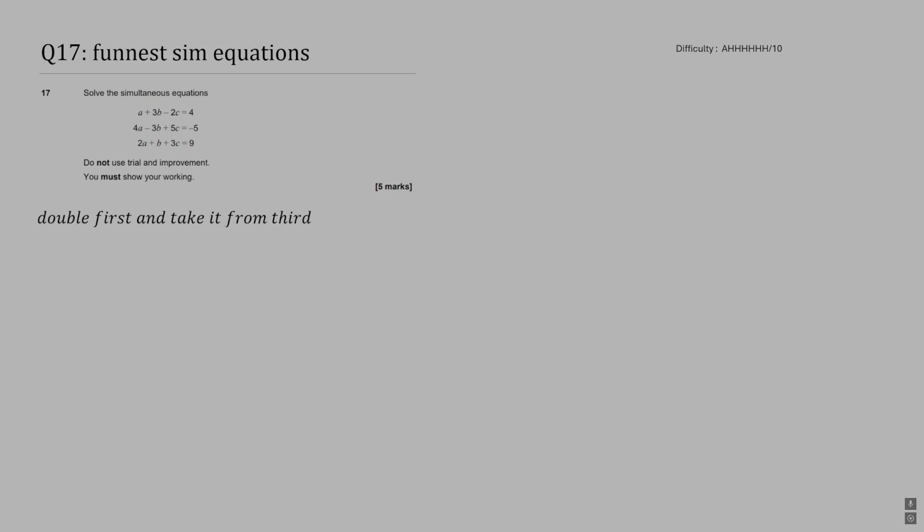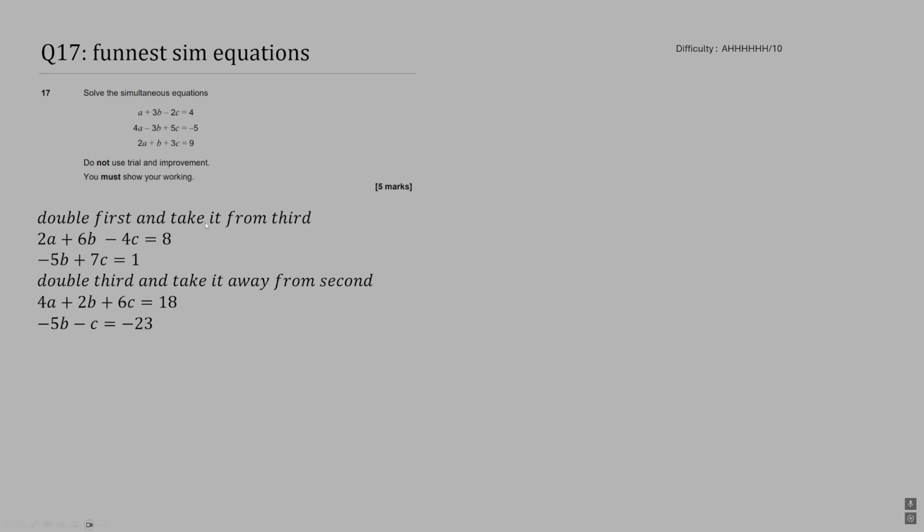So firstly, we're going to double the first one and take it away from the third one. So this is doubling the first. This is it being taken away from this one here. So it's the third take away double the first. And then after that, we'll double the third one and take it away from the second one, which gives us this.